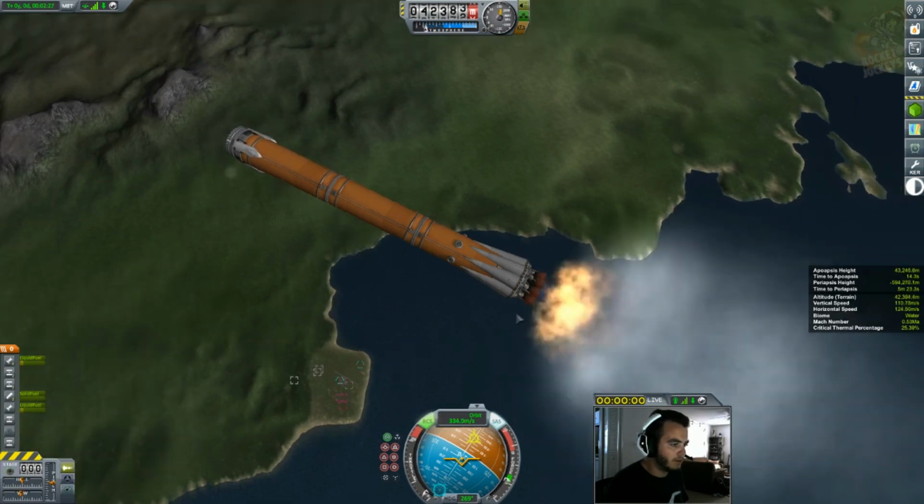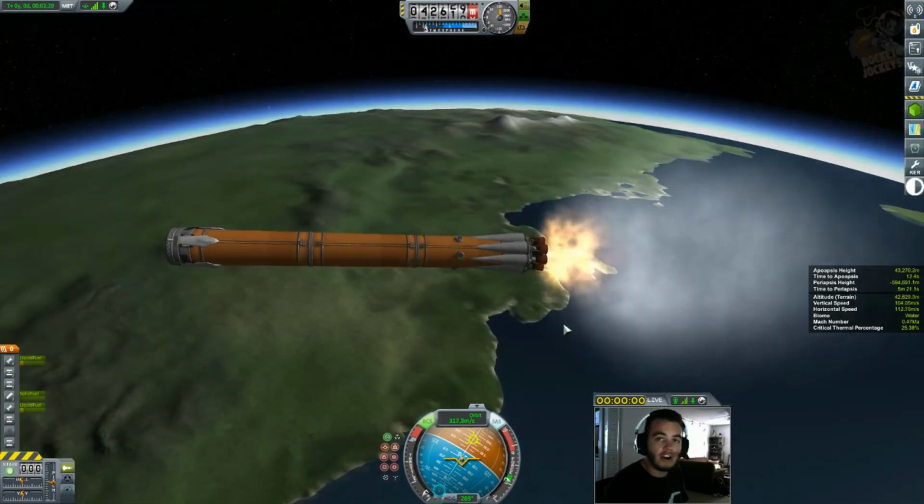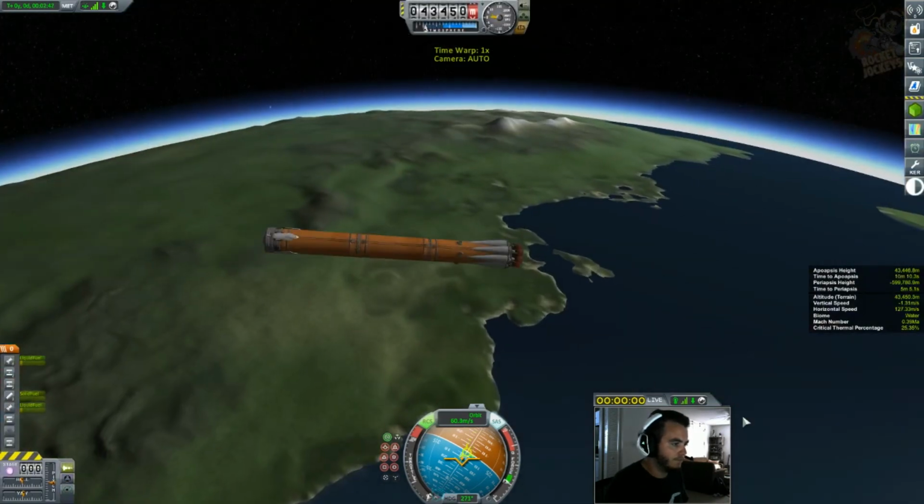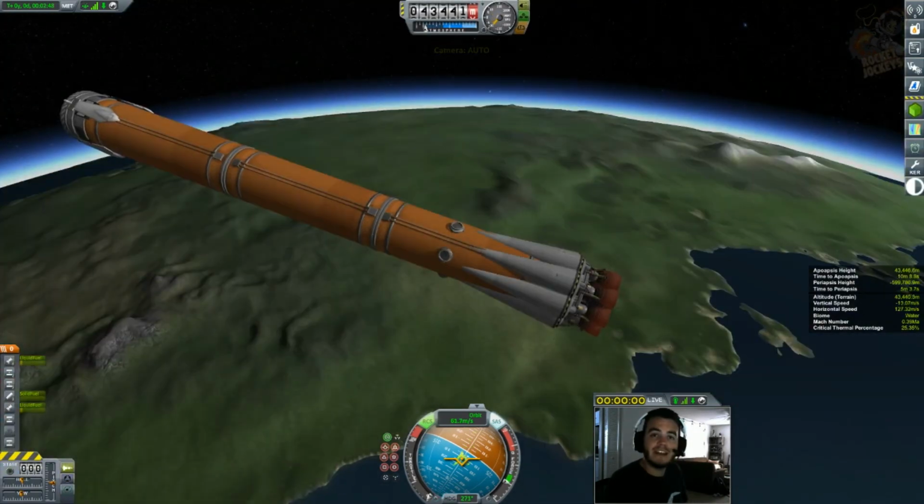So there's a boostback burn, and you can see on here that the gases are expanding really far. Somewhere about there seems good. And I will see you once we're lined up for a landing.